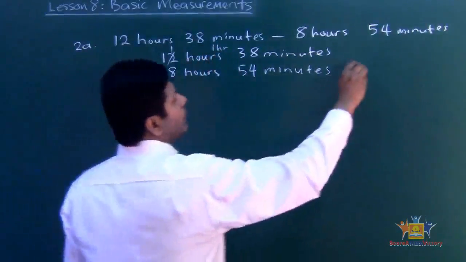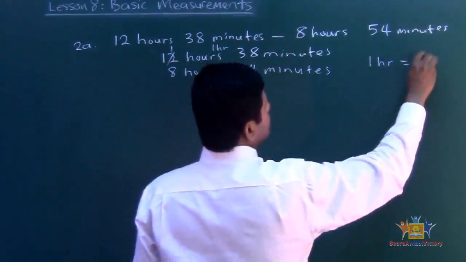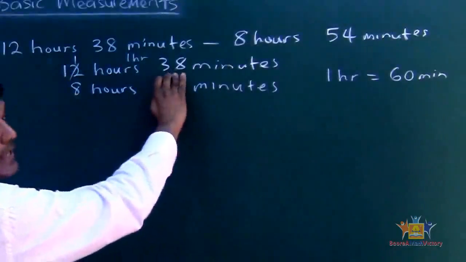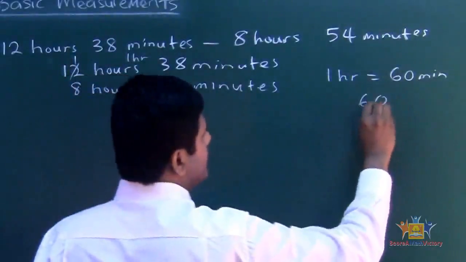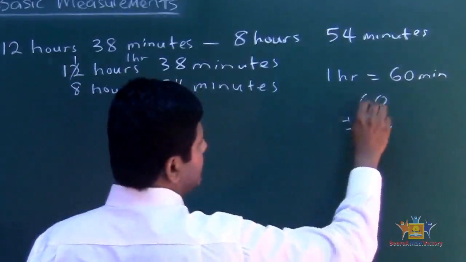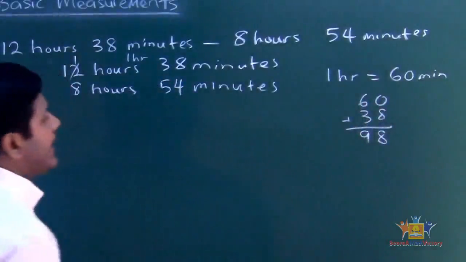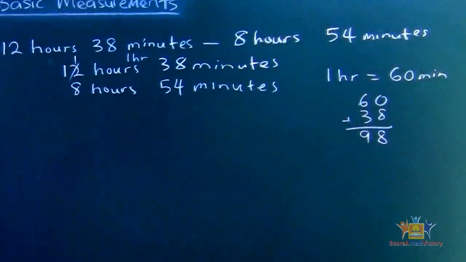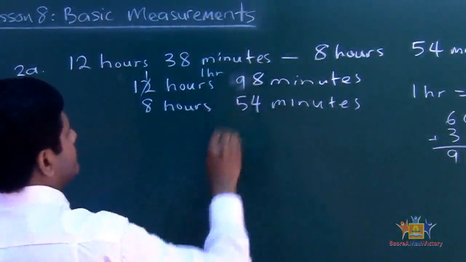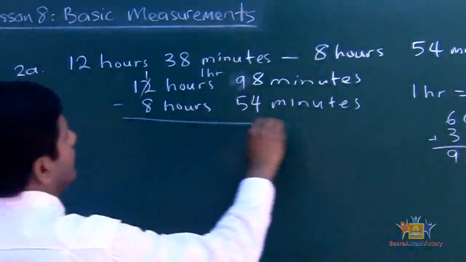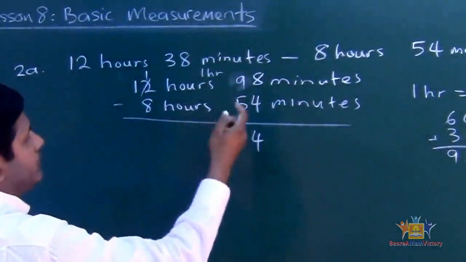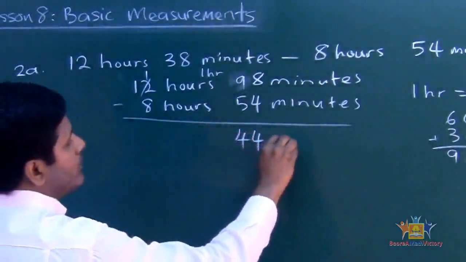But that 1 hour equals how many minutes? 60 minutes. And I'm going to add the 60 minutes to the 38. So I'm going to take 60 plus 38. That gives me 0 plus 8 is 8. 6 plus 3 is 9. 98 minutes. So what I do is I can erase this and write the 98 there, and then put a subtract. Alright, so now I can subtract. 8 minus 4 is 4. 9 minus 5 is 4. 44 minutes.